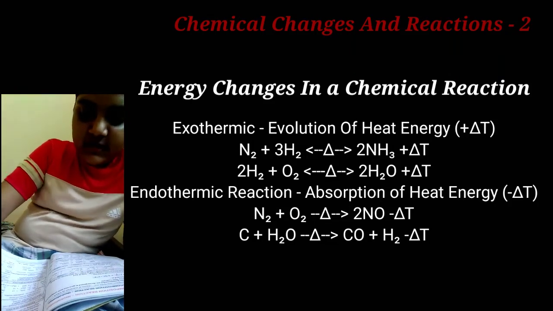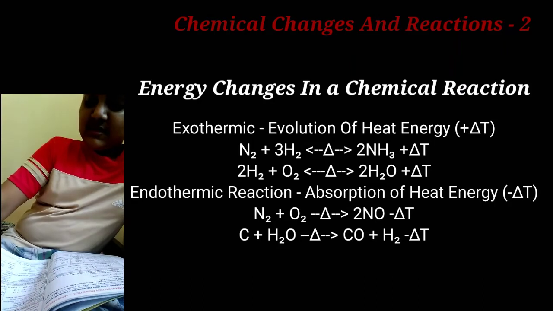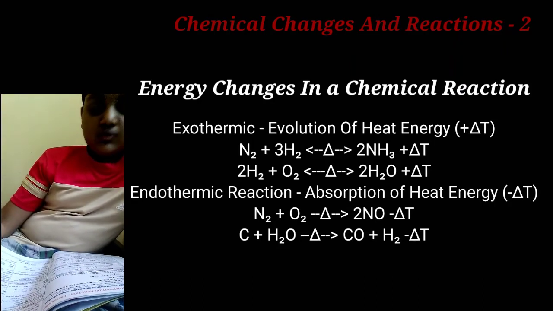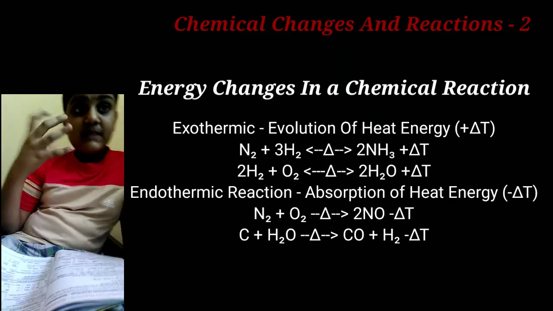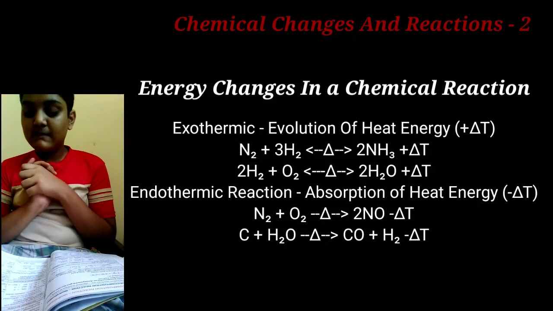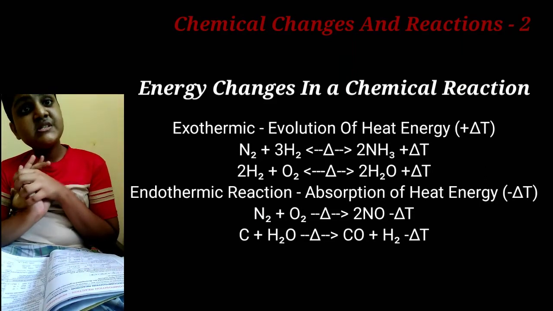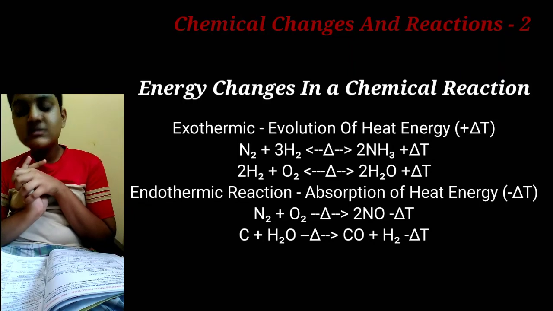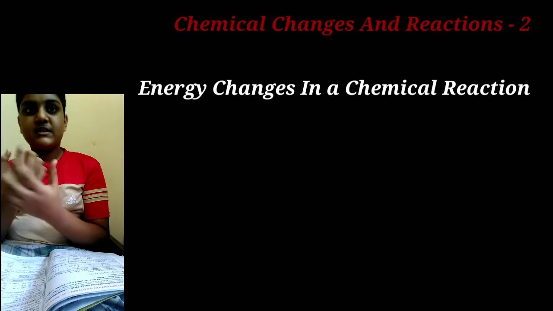For endothermic, we can write C plus H2O gives CO plus H2. Let us take another simple example: calcium carbonate gives CaO plus CO2 minus triangle T, meaning an endothermic reaction, absorbed heat.